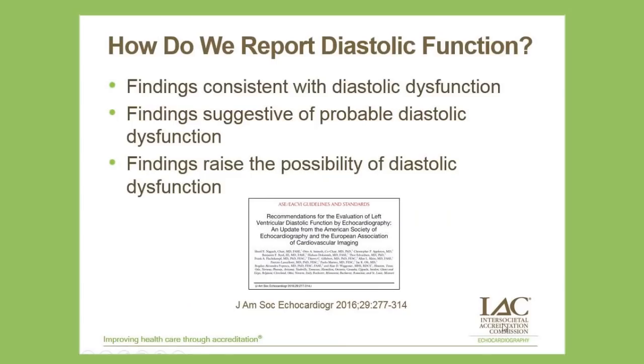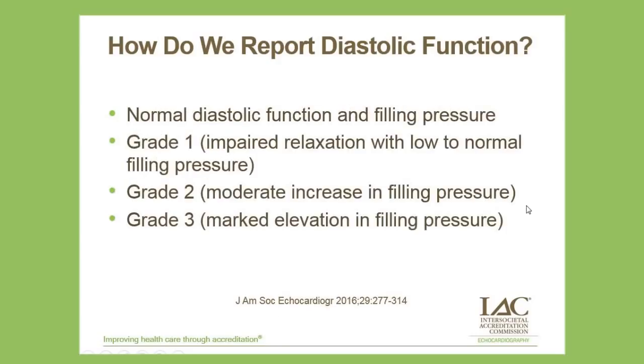All right, we're going to finish up just by talking about how to report diastolic dysfunction, because that is also a requirement for the new IAC standards. This document is wonderful because it provides you with some options for that, and I'm just going to highlight a couple here. I think there are about 6 in the document. Now, if you are not comfortable with grading it or with grading the filling pressures, you can just say something like findings consistent with diastolic dysfunction, findings suggestive of probable diastolic dysfunction, or findings raise the possibility of diastolic dysfunction. So that's not super specific, but it at least is saying, yes, we looked at it.